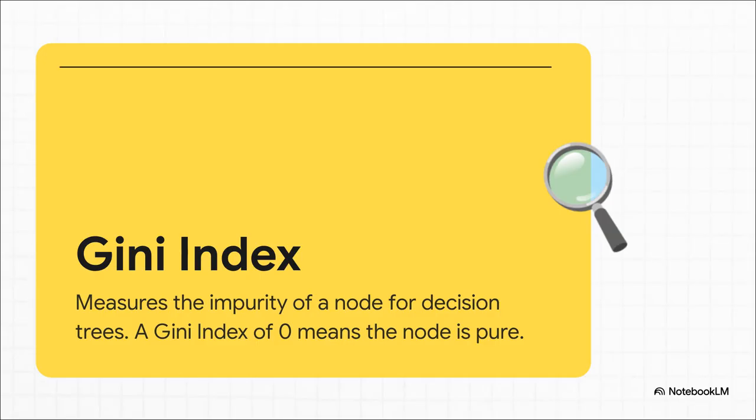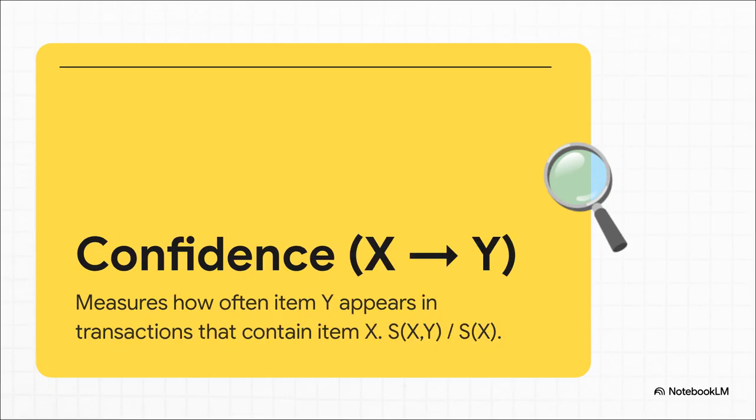First up, the Gini index. This is your go-to for decision trees. All it does is measure the impurity, or you could say the messiness, of a group of data. A Gini of 0 is perfect. Everyone in the group is the same class. The whole point of a decision tree is to make splits that drive that Gini index down as low as possible.